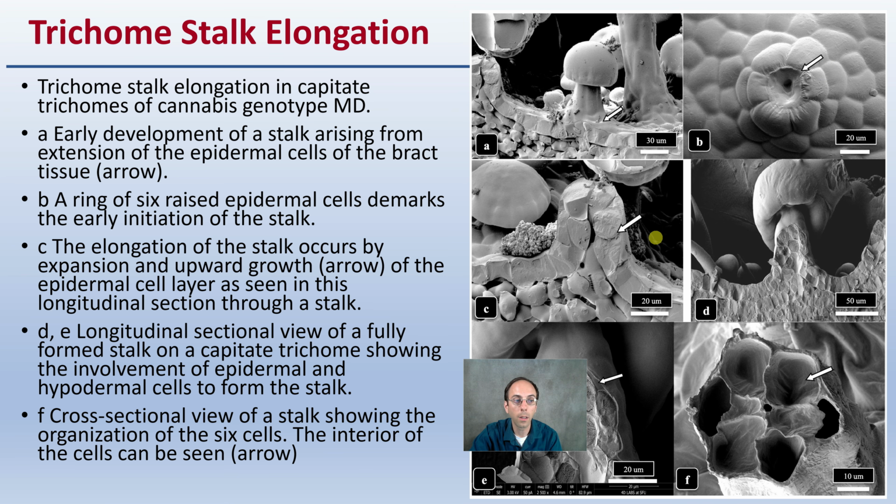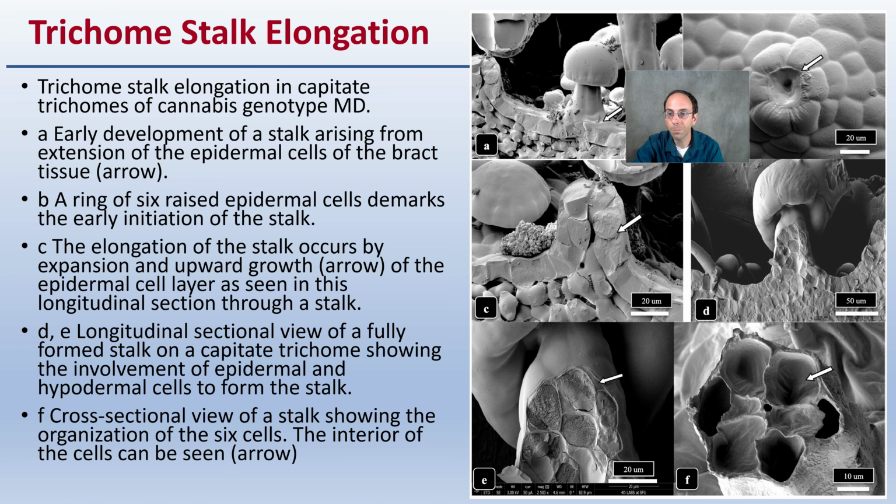For C here, focusing, of course, where that arrow is, the elongation of the stalk occurs by the expansion and upward growth of the epidermal cells, seen here in the longitudinal section through the stalk. So this is kind of the point where things are initiating from. Now looking at D and E, here and here, longitudinal section view of the fully formed stalk and capitate trichome showing the involvement of the epidermal and the hypodermal cells of the stalk. So we're looking physically at those structures that are developing, that are forming this ultimately larger macroscopic structure.